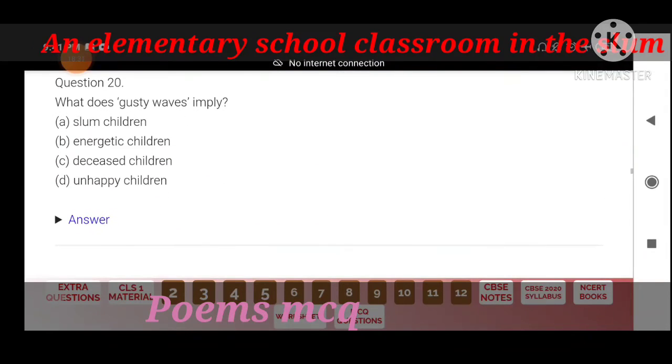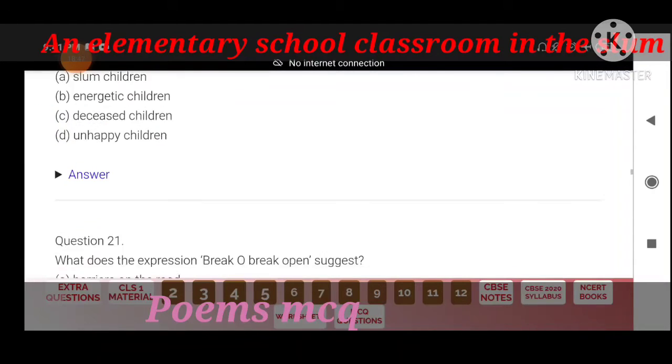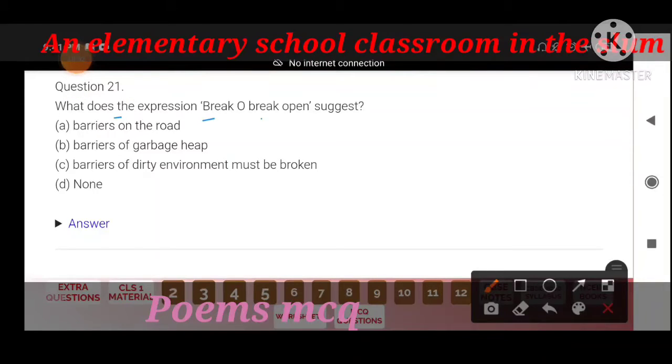What does gusty waves imply? Slum children, energetic children, decreased children, or unhappy children. So the gusty waves imply the energetic children. 21. What does the expression break or break open suggest? Barriers on the road, barriers on garbage heap, barriers of dirty environment must be broken, or none. So the answer is barriers of dirty environment must be broken.